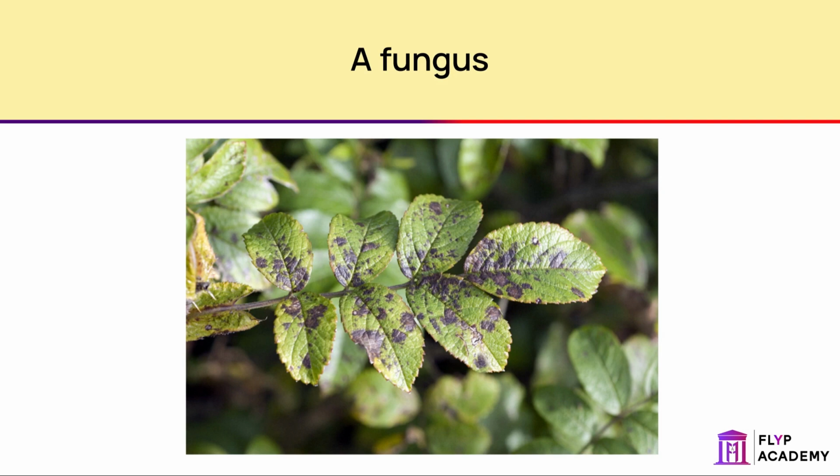Rose black spot can be treated with chemicals that kill fungi called fungicides, or by removing and destroying infected leaves. Another fungal plant disease is ash dieback, which causes leaves to fall and lesions to appear on the bark. To prevent ash dieback from spreading, the trees need to be cut down and destroyed.